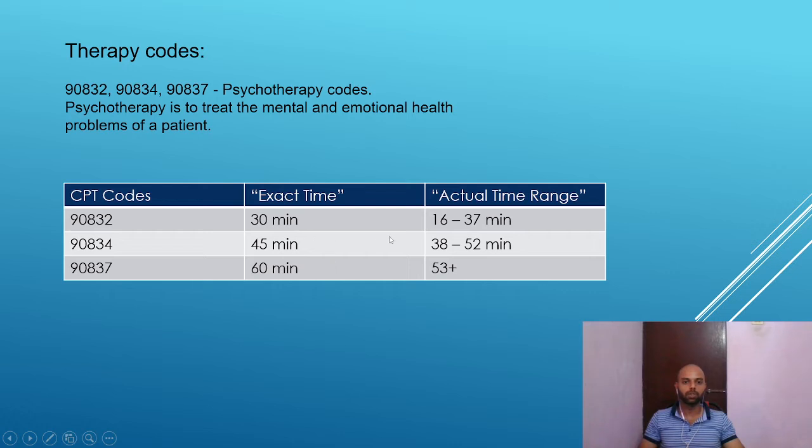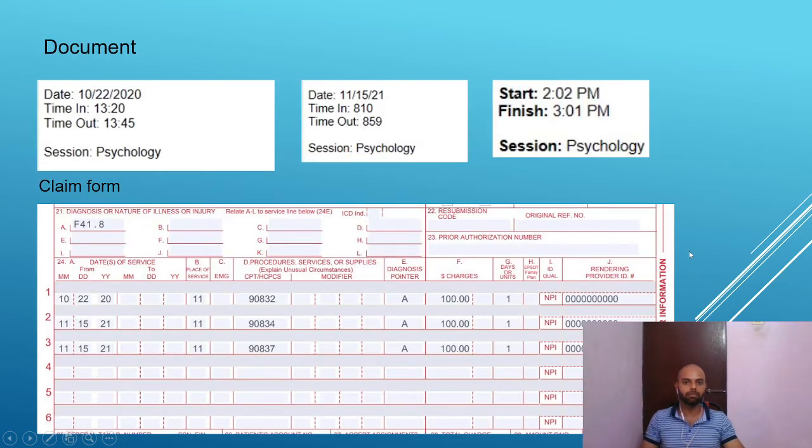If the psychotherapy is done between 16 and 37 minutes, we can bill 90832. If the psychotherapy is done in less than 16 minutes, we are not allowed to bill 90832 or any psychotherapy codes. If the service is done between 38 and 52 minutes, we can bill 90834. If the service is done for 53 minutes or more, we are good to go with 90837.